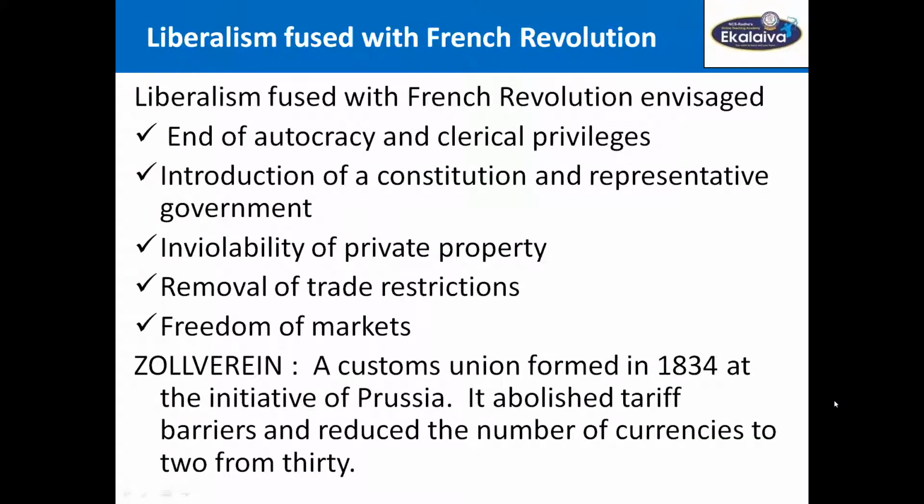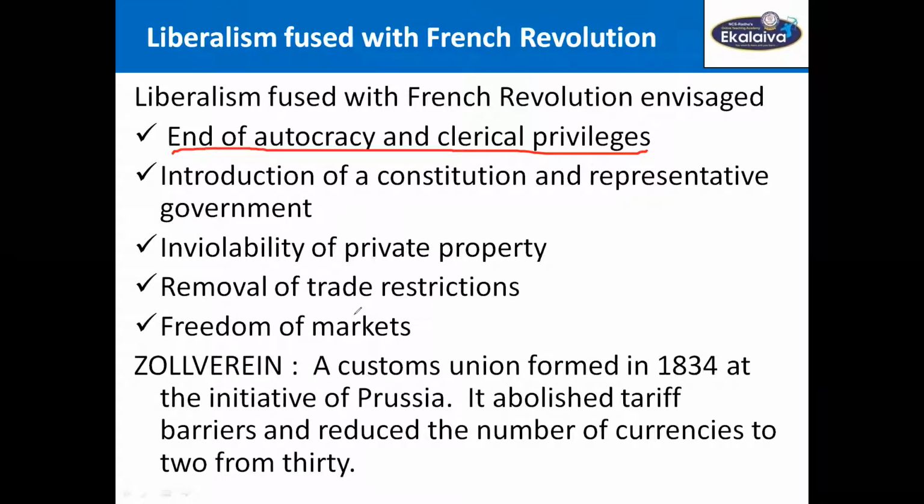So liberalism fused with the French Revolution. When liberal ideas and French Revolution ideas got mixed, they gave new ideas together. The ideas were the end of autocracy and clerical privileges. Autocracy, that is the monarchy system, should be abolished, and the nobility and clergy should not have any privileges. Second, introduction of a constitution and representative government. This is government by consent. The constitution and representative government through parliament, this is what they wanted.